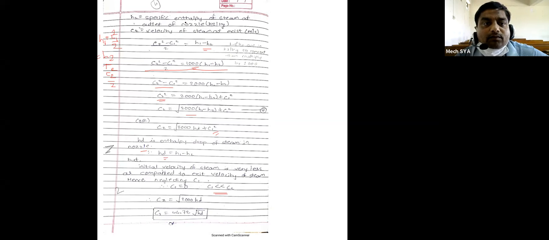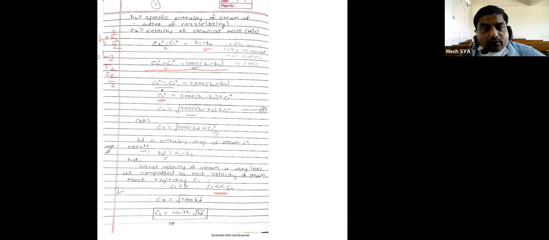H2 is the specific enthalpy of steam at the outlet of nozzle. C2 is the velocity of steam at exit. Both C1 and C2 are in meter per second, and H1 and H2 are in kilojoule per kg. But to have the SI unit on both sides, H1 and H2 should also be in joule per kg. And to have this, we have multiplied this kilojoule per kg quantity by 1000, meaning we are converting into joule per kg, the multiplying factor. So therefore, C2 square minus C1 square is equal to 2000 into H1 minus H2.